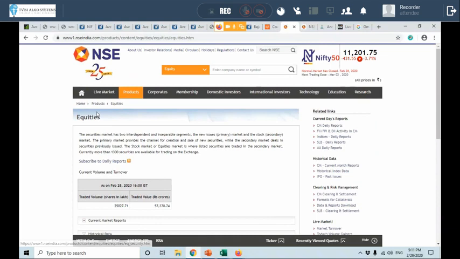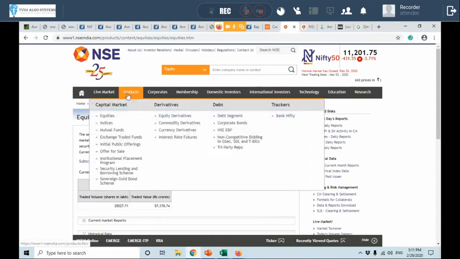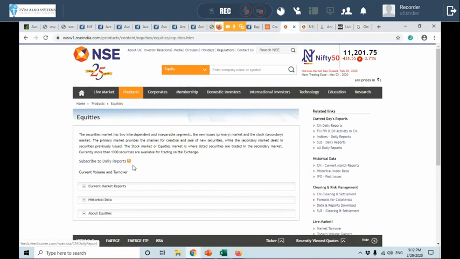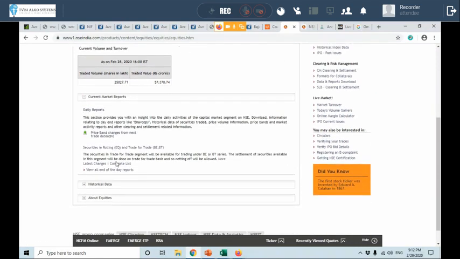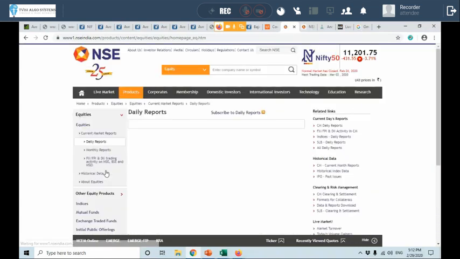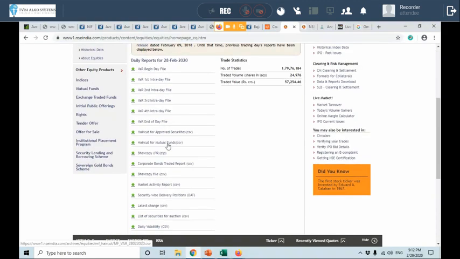What I would ask you guys is, go through this products page. In products, go through all these: equities, indices, mutual funds, equity derivatives. These four tabs will help you a lot. I guess we have covered mostly all the files from the NSE website also.